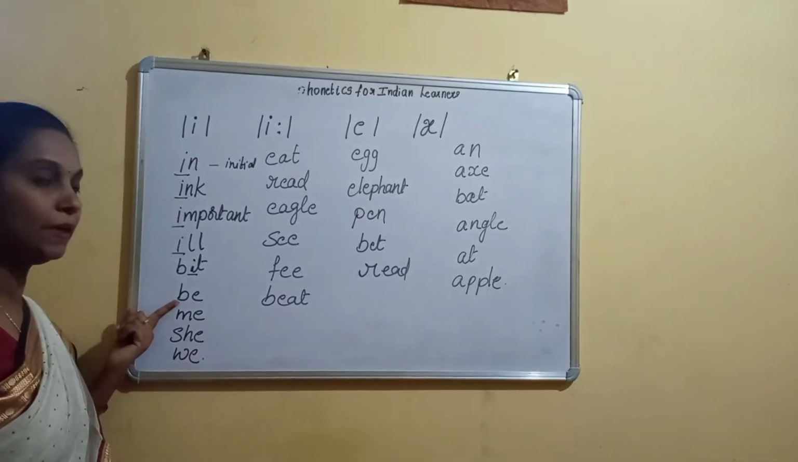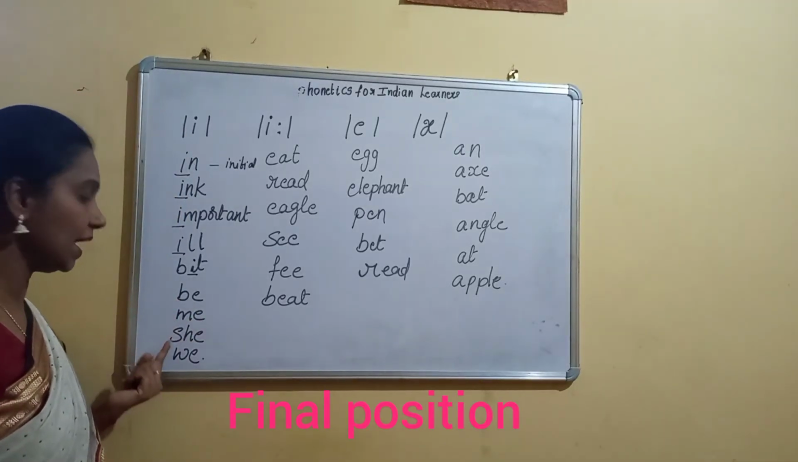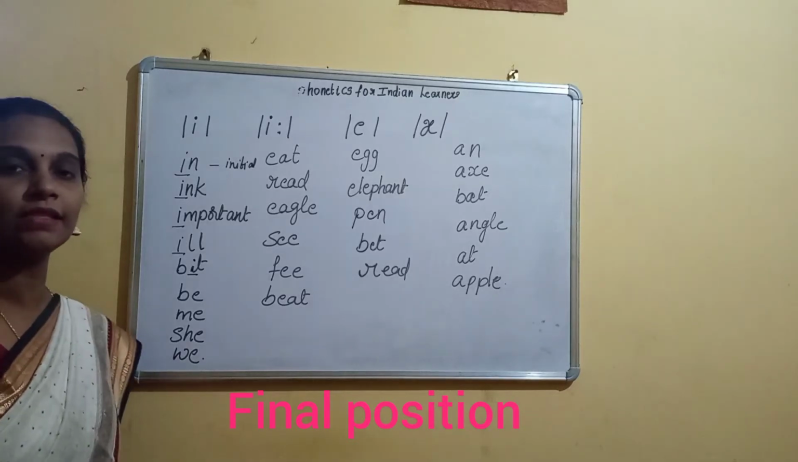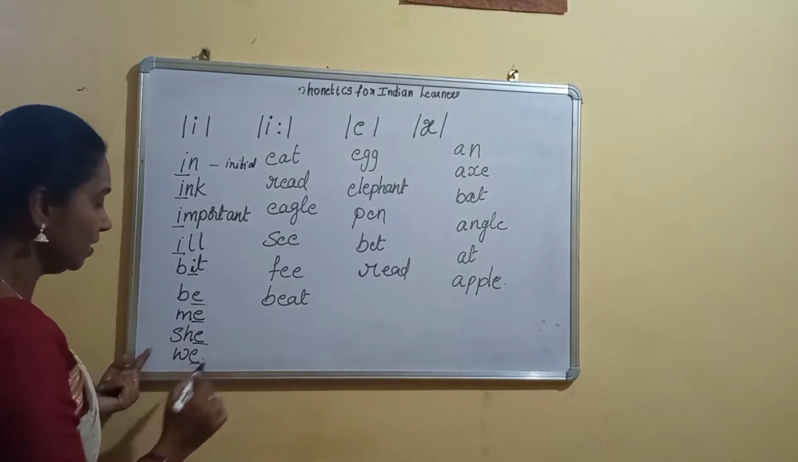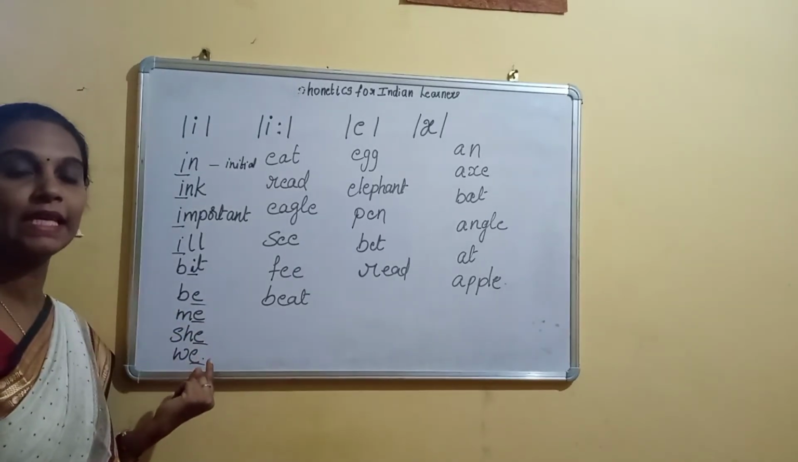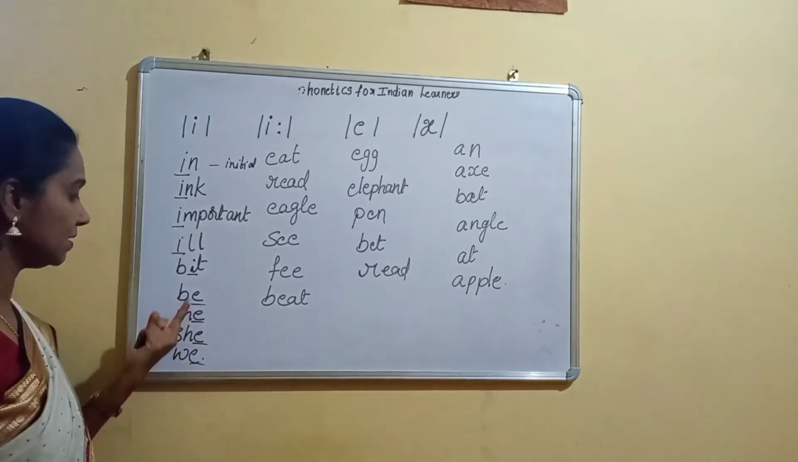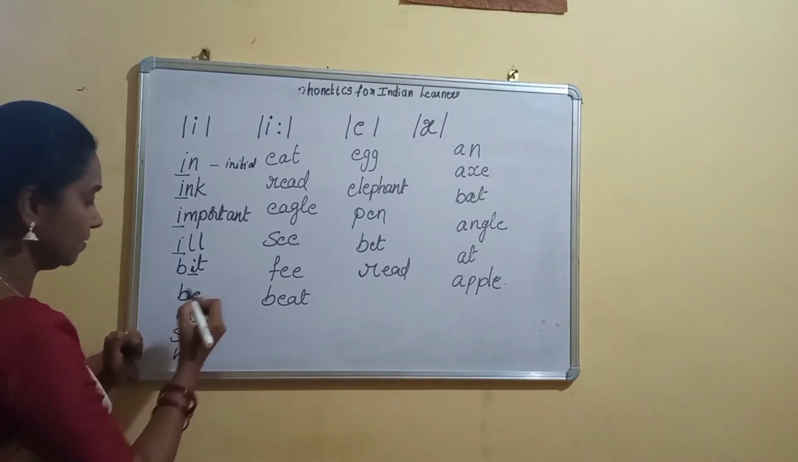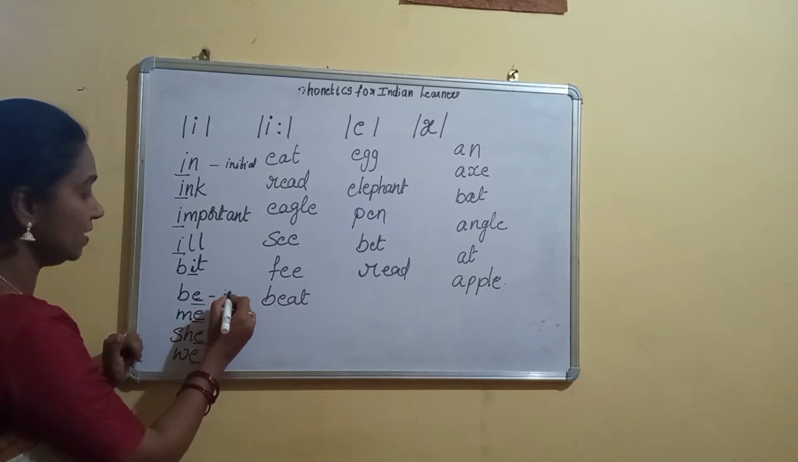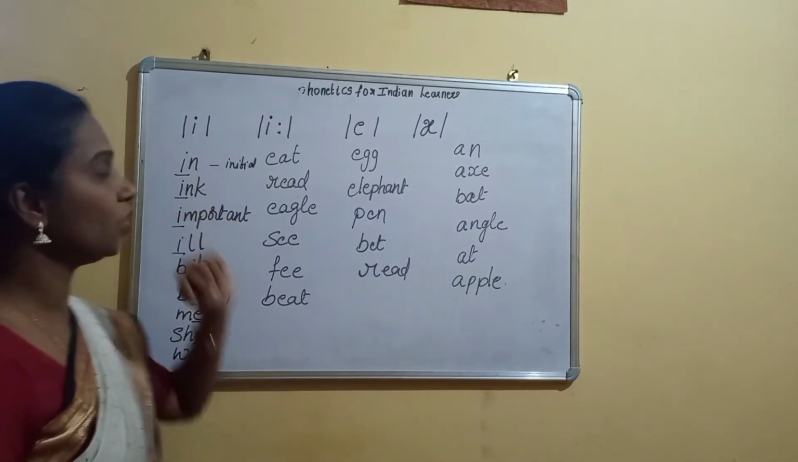In the word be, me, she and we, the sound occurs in the final position. So you can see here, though the letter is E, the sound is E. So here the sound is E. Let's go to the next sound.